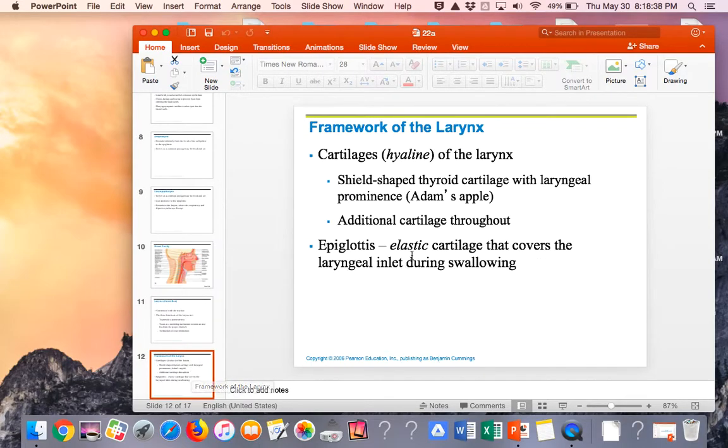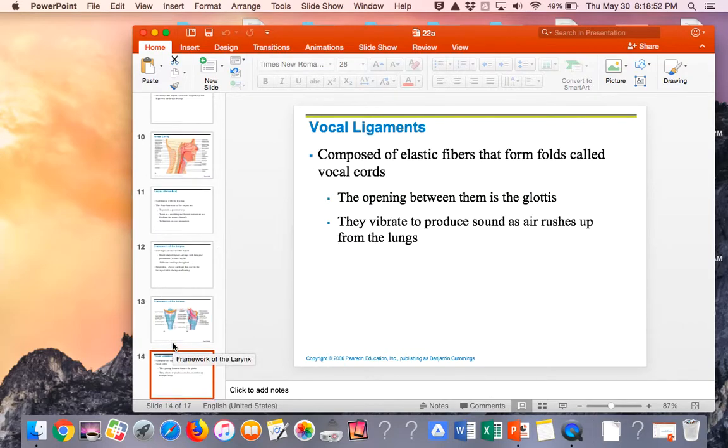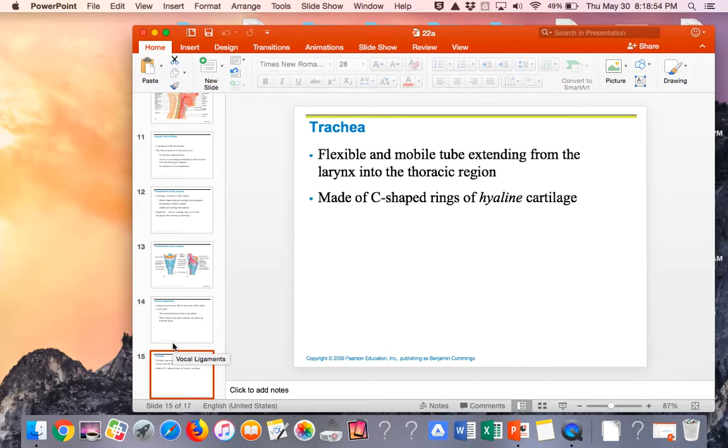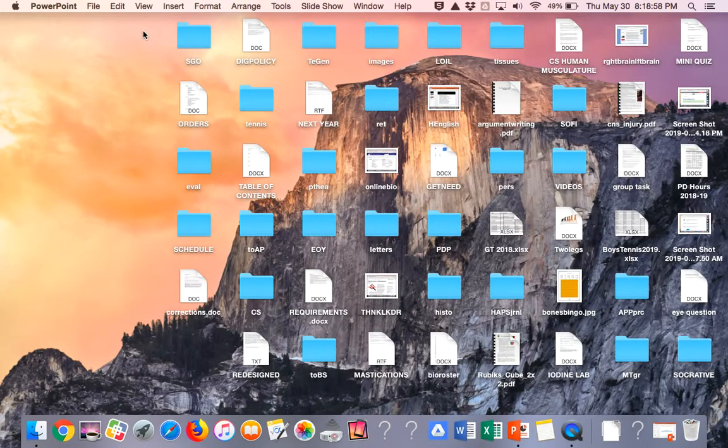The elastic cartilage of the epiglottis is mentioned here. You can see a little tip of it here and side view here. The blue indicates the cartilage present throughout the larynx and the trachea, which keep your airway open. And that is the first PowerPoint.